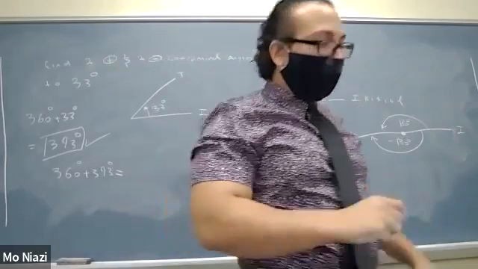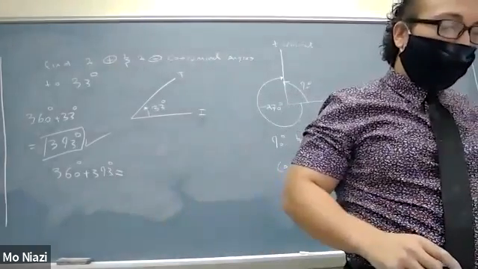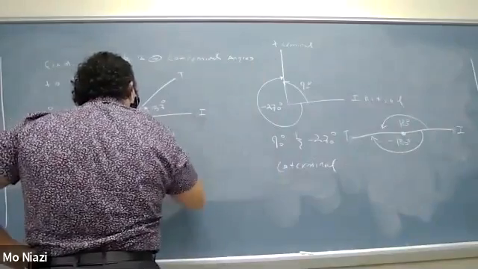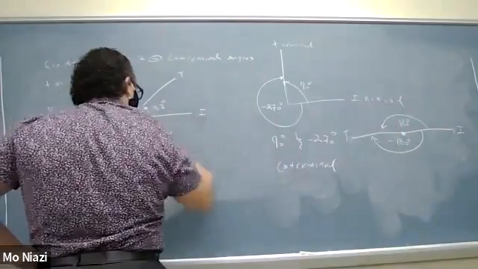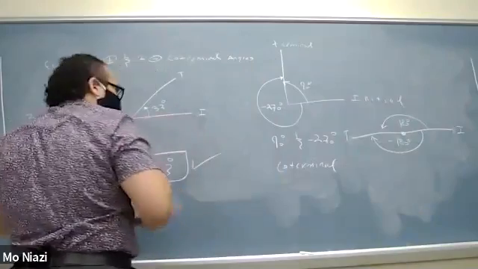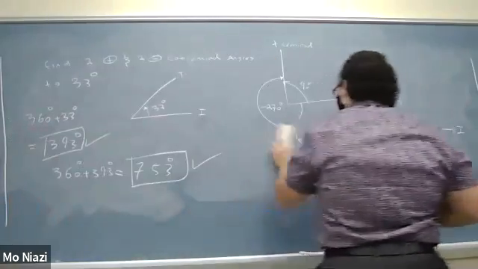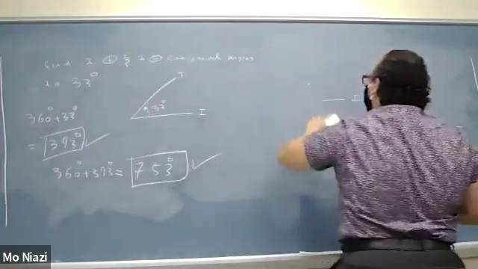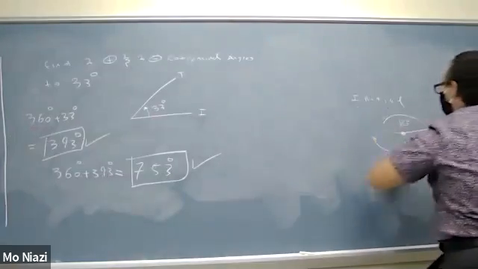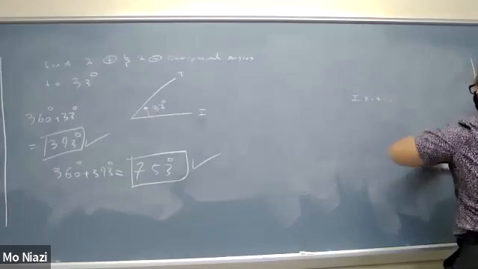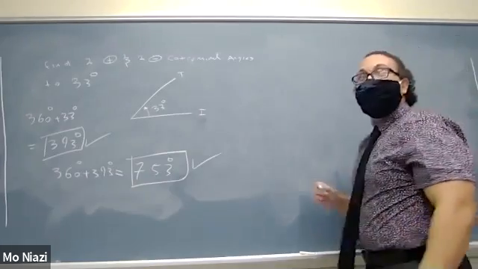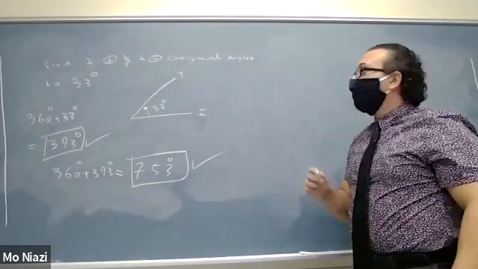360 plus 393 gives me 753. So here's the other positive one. What about the negative ones? Couldn't you just do the opposite? Yeah. So what is your suggestion? Negative 360 degrees to what? To the initial 33 degrees?